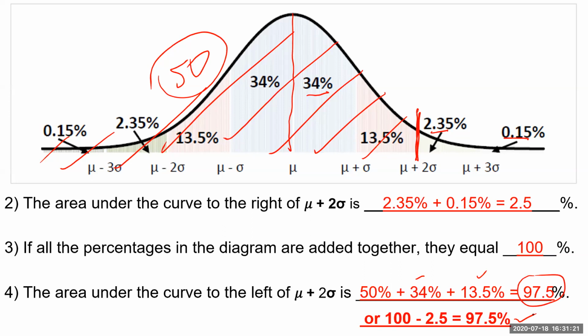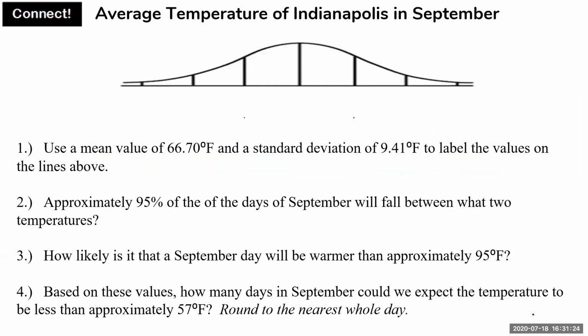Nice. So quick. So basically, this is how a typical question will look like, and you have to be able to get through with this. Here, you have the mean and you have the standard deviation. So your mean is what? 66.70. And your sigma is 9.41. These are temperatures, okay?